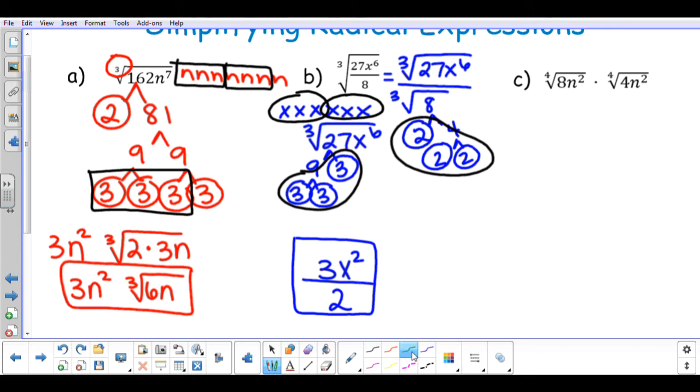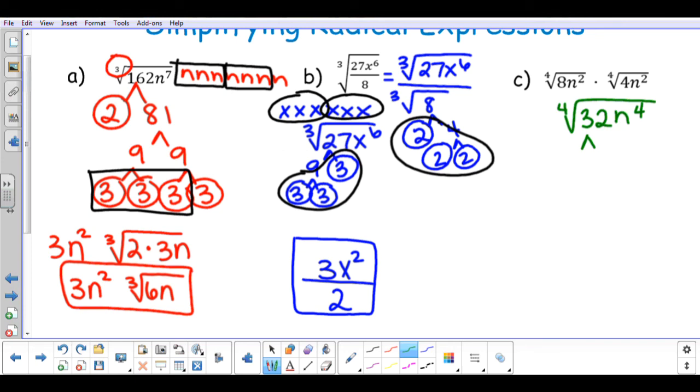In letter C, I have the 4th root of 8n squared times the 4th root of 4n squared. So what I'm going to do is make this one radical. So I'm going to multiply the 4 and the 8 to give me the 4th root of 32. And then the n's I'm going to multiply as well. So n squared times n squared will give me n to the 4th. Now I have a single radical, so I can break this down. I do have an index of 4 this time, so I'm going to be looking for groups of 4 of the same number.